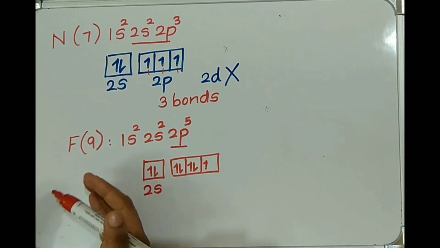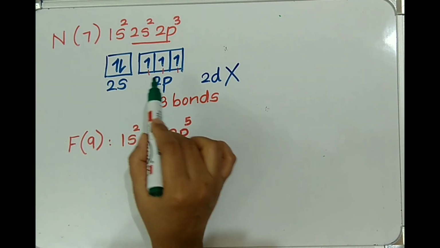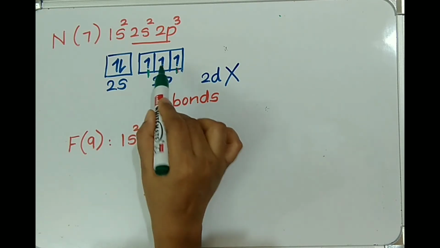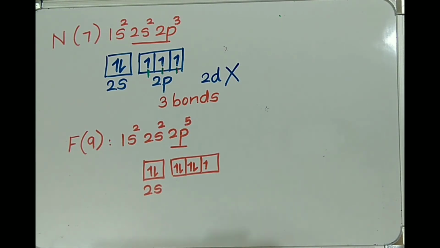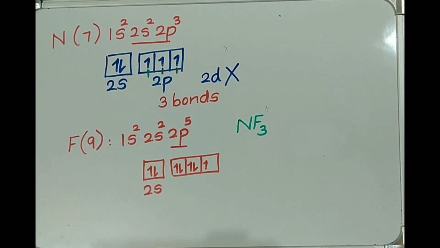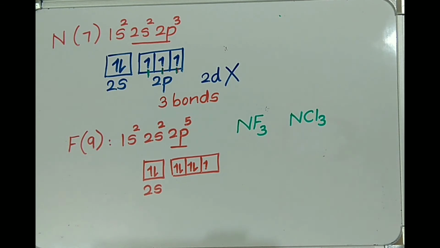Same way, we will take 3 fluorine atoms. So how many unpaired electrons will we get? 3 we will get. Right. So all the 3 unpaired electrons of fluorine can combine with the 3 electrons of nitrogen, 1, 1, 1. So it will form a bond, that is NF3. Similarly, it will form the bonds with chlorine, NCl3. Correct? So this is in case of nitrogen.